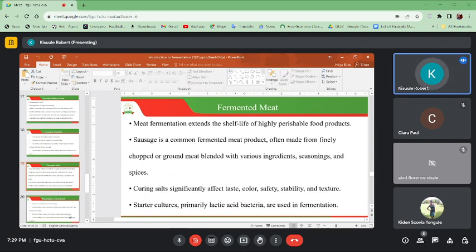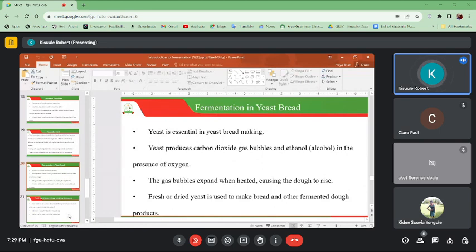And also we are looking at curing salts. We are saying this significantly affects the taste, the color, the safety and stability, and also the texture. Well, starter cultures, primary lactic acid bacteria, these are the ones required in the fermentation of meat.